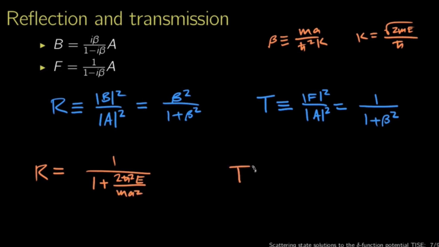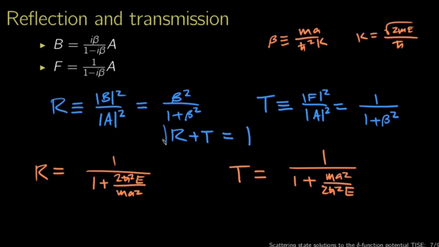And for our transmission coefficient, we get 1 over 1 plus ma squared over 2 h bar squared E. So, looking at these two expressions, you can easily see that if I add the reflection coefficient and the transmission coefficient together, R plus T, I get 1.